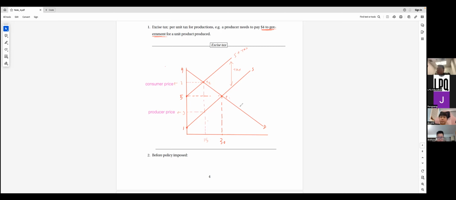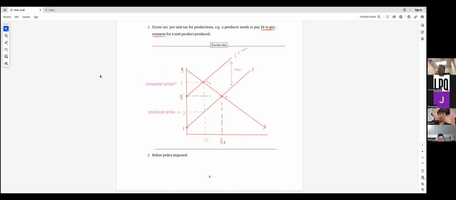Okay, 30 to 15. And finally, where is the total tax revenue received by government? Total tax revenue, okay? So $4 per unit is called the size of the tax. But what is the total tax revenue? The total amount of money taken by government is, so which area can represent the total tax revenue?